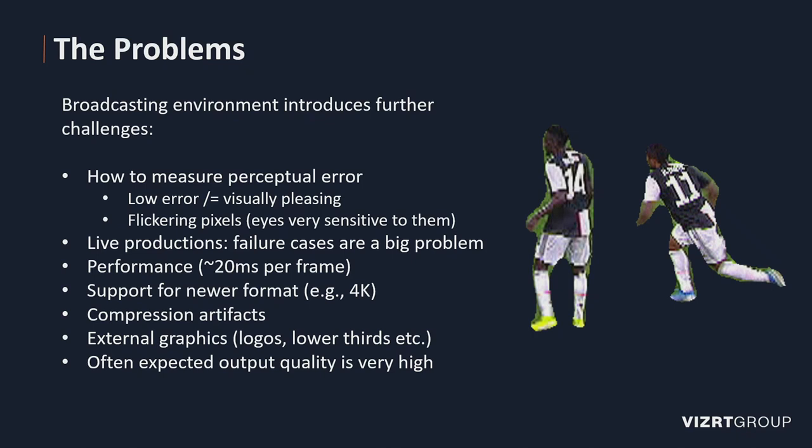What can also be a huge problem is when they introduce compression, because they need to transmit signals from one location to another. Depending on the severity of the compression artifacts, you need to take that into account when you program your solutions, because if you don't consider these artifacts when designing your models or selecting your training data, they can really mess up, for example, your keying. Additionally, since we are at the very end of the production pipeline, the signal we get already has external graphics like logos, lower thirds, and so on. We also need to deal with those. And depending on the country and the customer, they can be really picky about the quality of the expected output. So there's really not much room for mistakes.